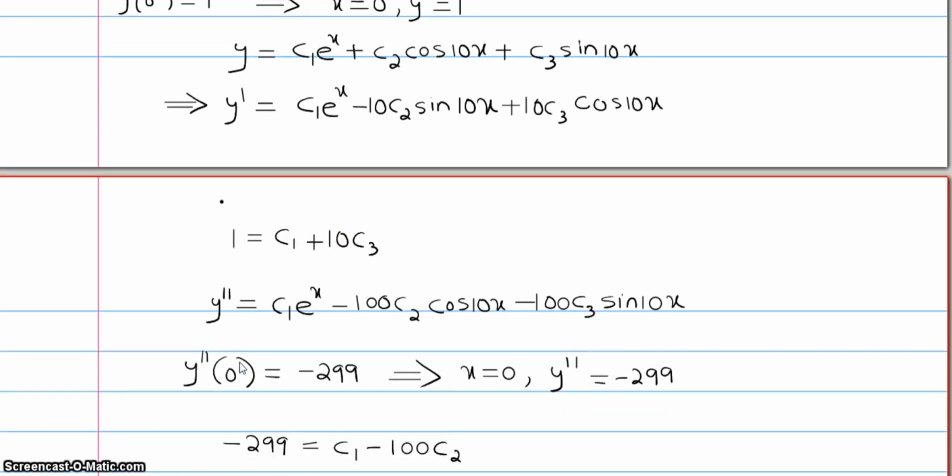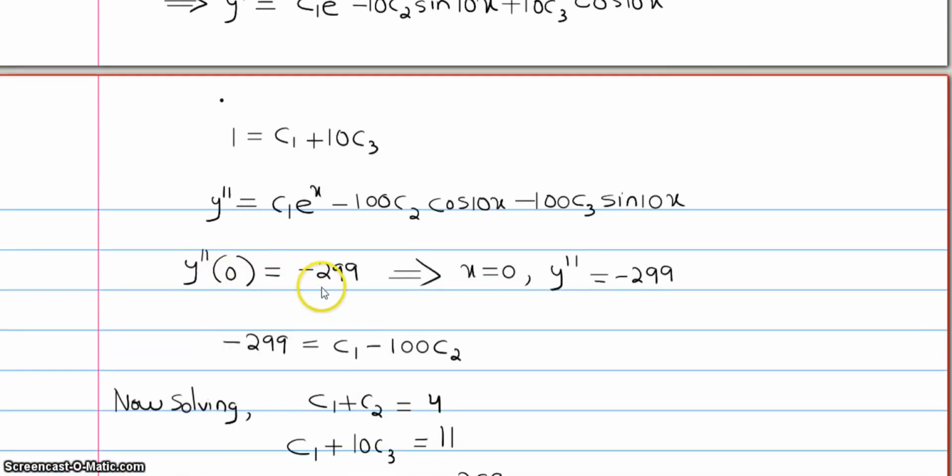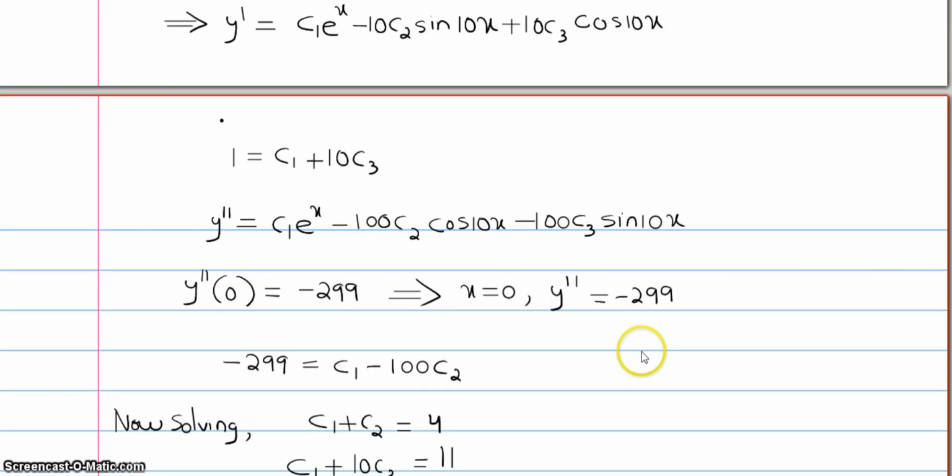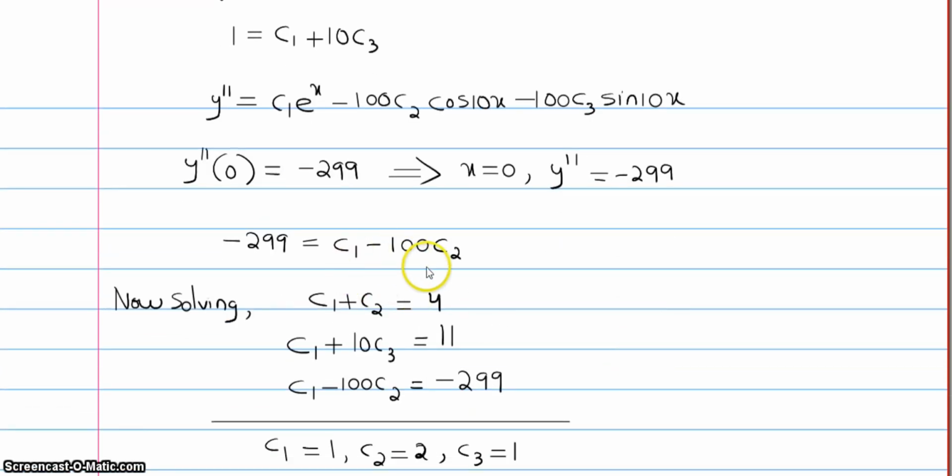Next, apply the third initial condition, y double dash of 0 equal to minus 299. For this we need to find the second derivative of the general solution. So differentiate the first derivative equation with respect to x. Again we will get the second derivative as y double dash equal to c1 e raised to x minus 10 c2 cos 10x minus 100 c3 sin 10x. Now replace x by 0 and y double dash by minus 299. We will get another equation, c1 minus 100 c2 equal to minus 299.